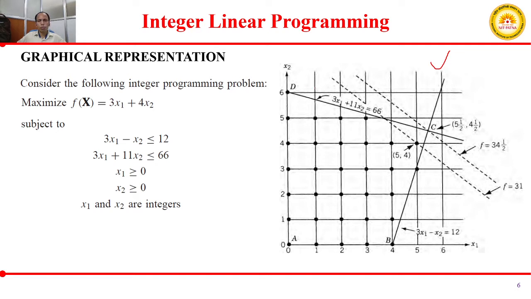Suppose this is a case of linear programming, in which we have an objective function: maximize f(x) = 3x1 + 4x2, subject to the constraints 3x1 - x2 ≤ 12, 3x1 + 11x2 ≤ 66, x1 ≥ 0, and x2 ≥ 0.